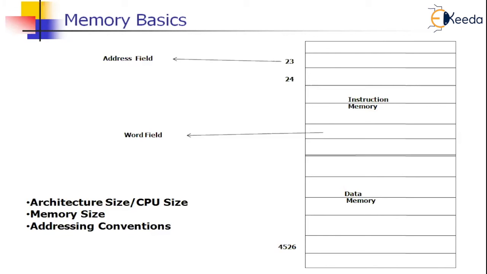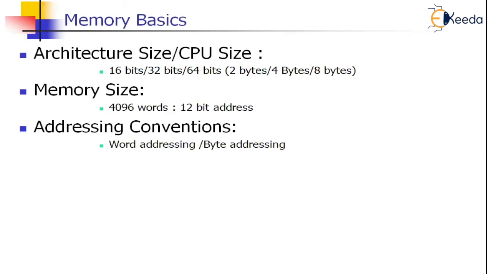every byte will be given an address. In word addressing, every word, regardless of the number of bytes inside, will be given an address. That is the difference between word addressing and byte addressing.